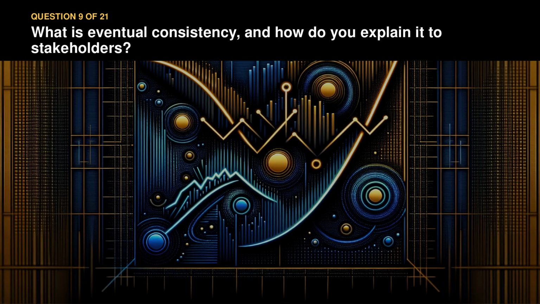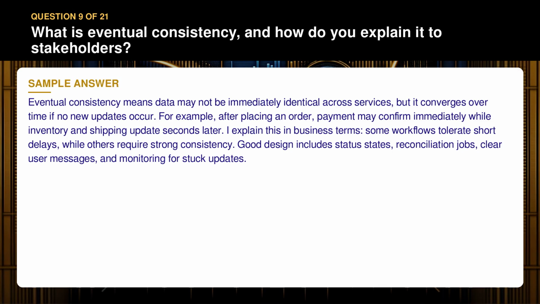Question 9. What is eventual consistency, and how do you explain it to stakeholders? Eventual consistency means data may not be immediately identical across services, but it converges over time if no new updates occur. For example, after placing an order, payment may confirm immediately, while inventory and shipping update seconds later.